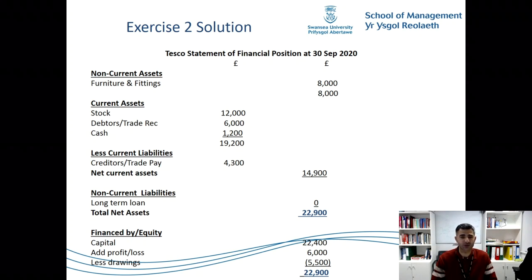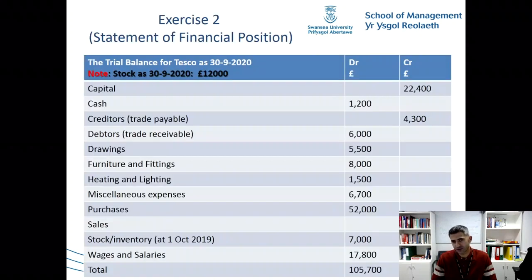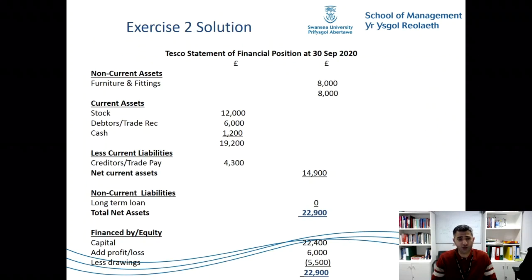And this is the first part of the statement of financial position. The second part is the equity section. As you see, we start with the opening capital. If you look at the question here, can you see, guys, the opening capital is £22,400. You start with £22,400. You add the profit, the 6,000. Do you remember where that 6,000 came from? Do you remember what I told you?